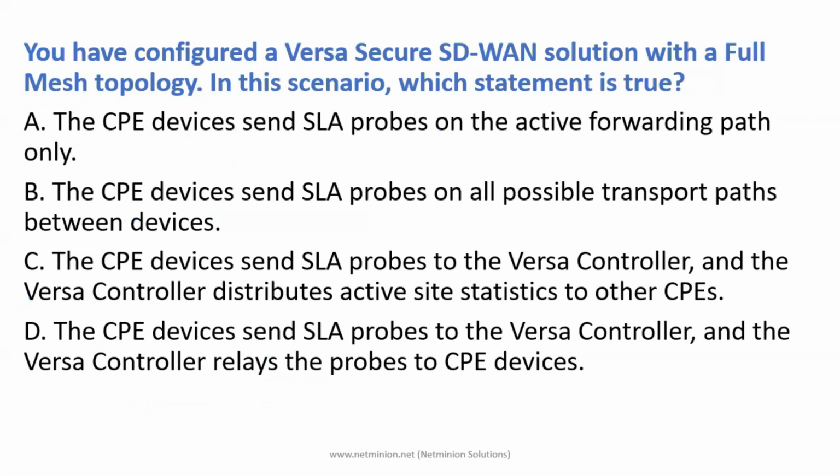Here, you have configured a Versa Secure SD-WAN solution with a full mesh. Now, here should be something, full mesh topology. Which statement is true? The CPE device sends SLA probe to the active forwarding path only. The CPE device sends the SLA probe to, yes, because it is full mesh. For me, B will be it. Let's see C and D also quickly.